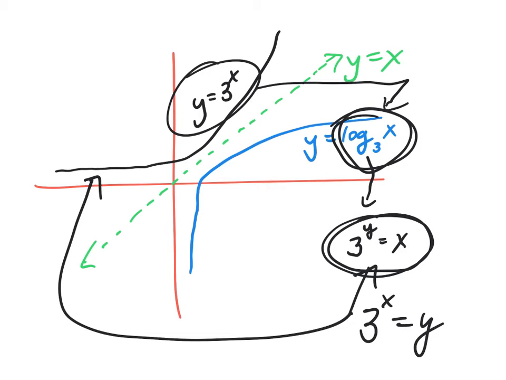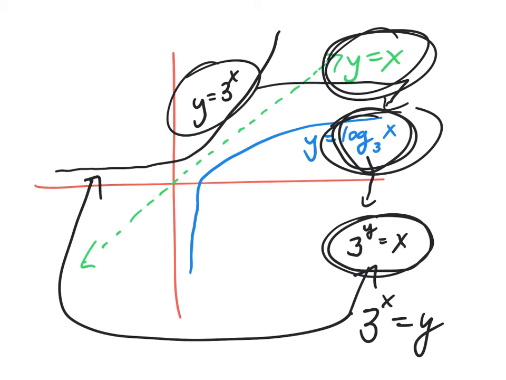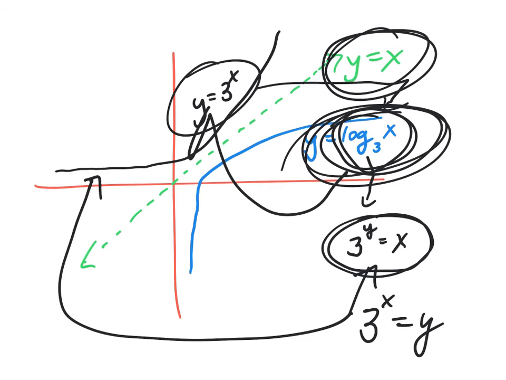But if you just rewrite the one, you don't get the other. When you rewrite something, you're not changing it to a different function. You are just rewriting an equation, and they're equal. So this one was equal to this one. And this one are not equal. They are inverses.